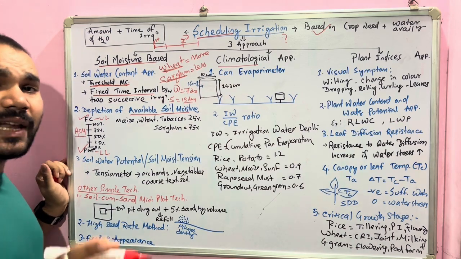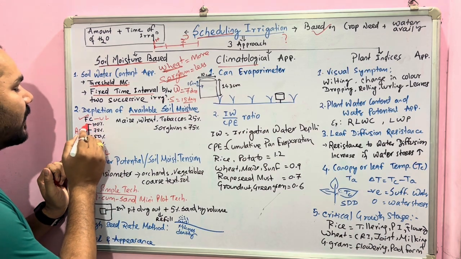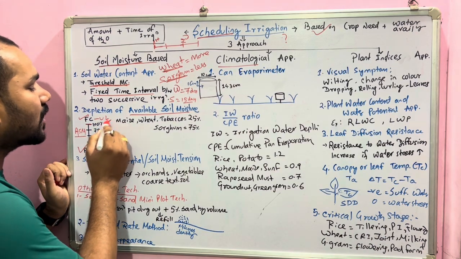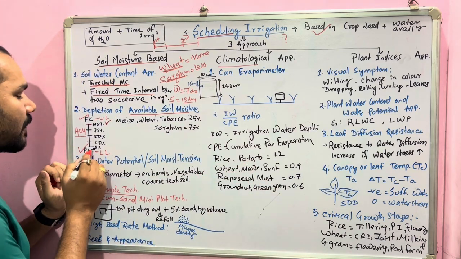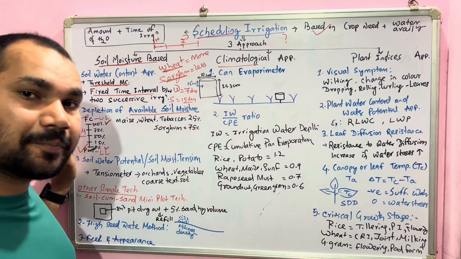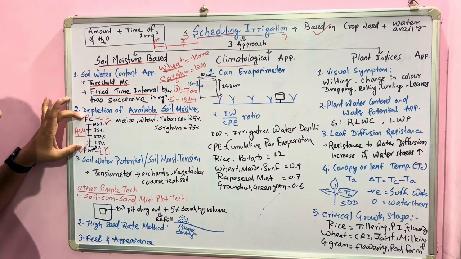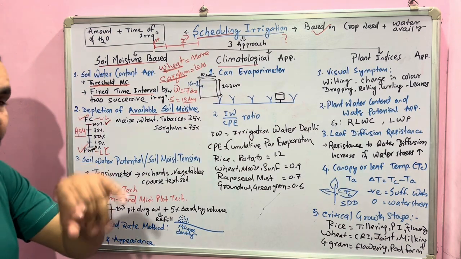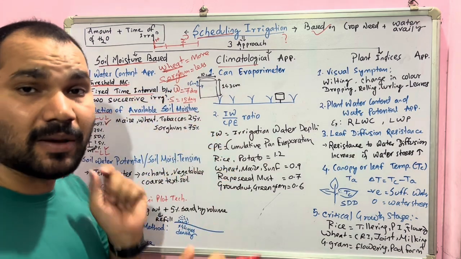That means the upper limit of soil moisture is whatever moisture is present at field capacity, suppose 100% water is available, and whatever water is present at PWP, suppose here 0% is available. Okay, so available soil moisture is from field capacity to PWP. Now, depletion means what? Depletion means decrease of available soil moisture.